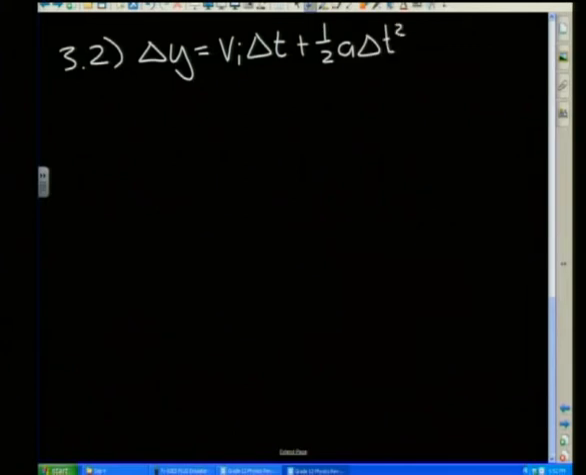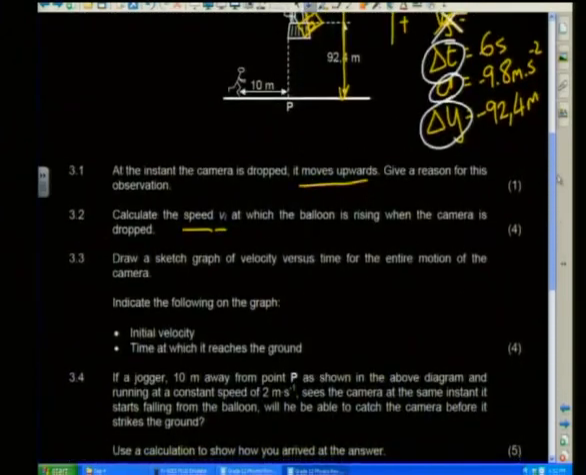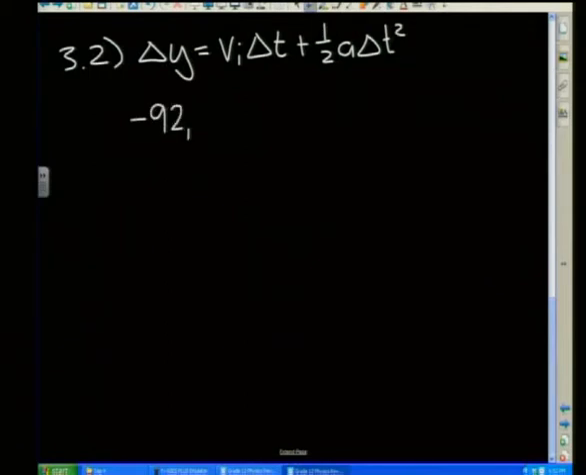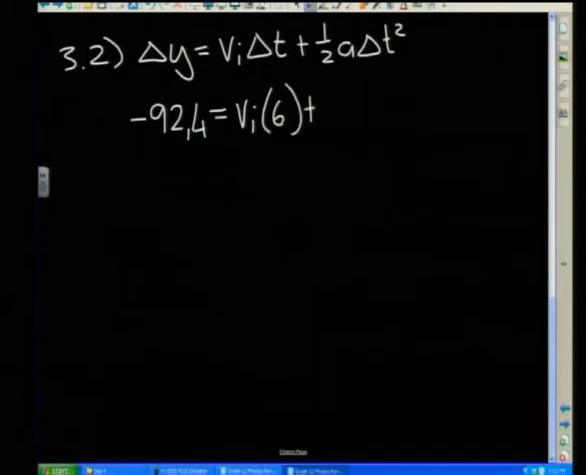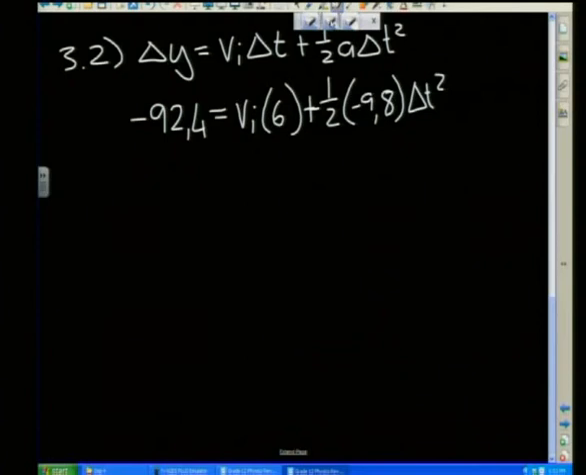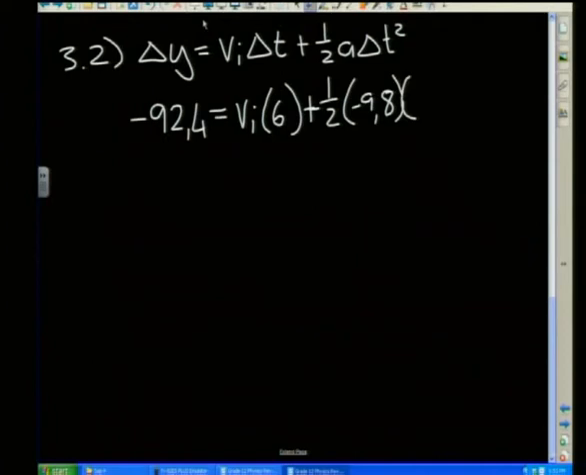Now I'm going to substitute in what I've got and see what comes out. I know that my displacement is equal to negative 92.4. Don't forget the signs, because the signs are more often than not the problem. So VI, and then delta T was 6 seconds, plus a half, negative 9.8 is my acceleration, delta T squared. Don't forget my delta. We've forgotten to fill in my delta T, so let's make sure we get that right before you guys get on the page and shout at us. There we go, 6 squared.